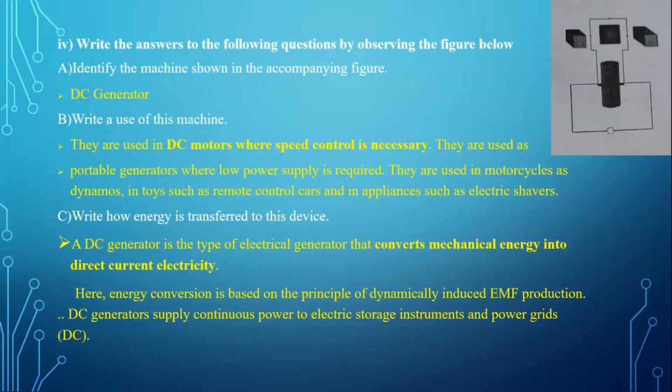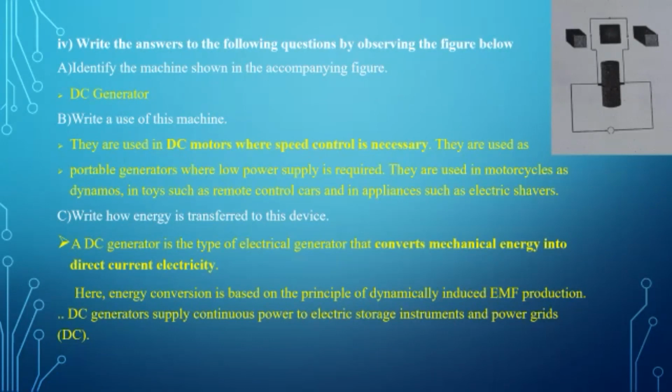See, some are used in DC motors, where speed control is necessary, right? Wherever speed control is necessary, there in DC motors, these DC generators are used. They are used as portable generators where low power supply is required. Wherever the low power supply is required, there also it is used. They are used in motorcycles as dynamos, right? In toys, such as in remote control cars. In remote control cars, see students, the children are playing, there also it is used.